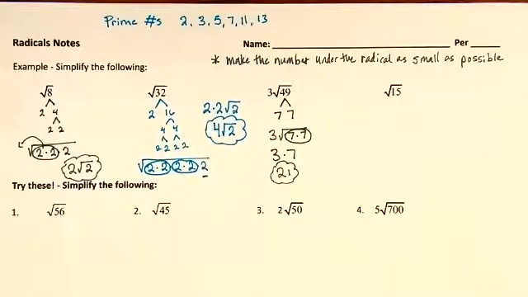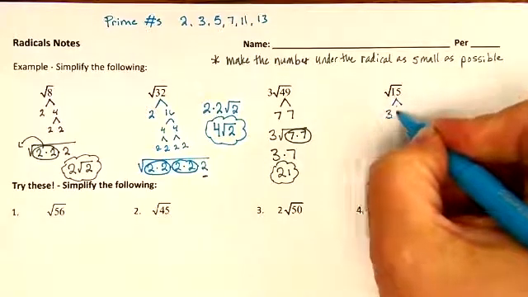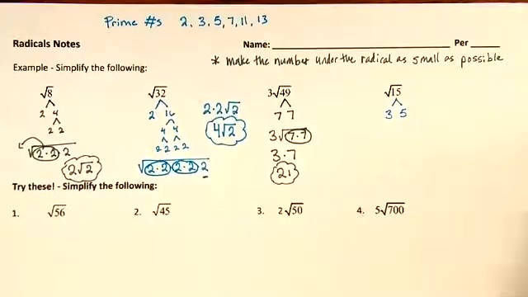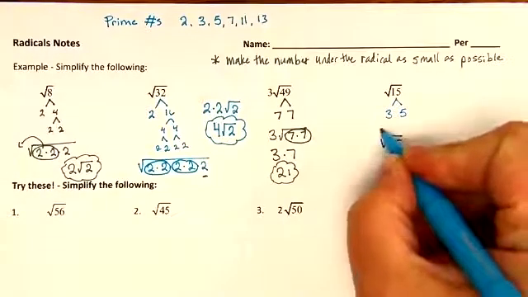Radical 15 is a little bit of a trick. When I break down 15 into its smallest parts, I've got 3 and 5, right? But those are not a pair and they don't break down any farther. So radical 15 is actually already simplified.